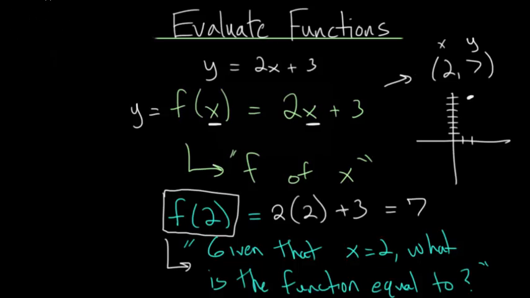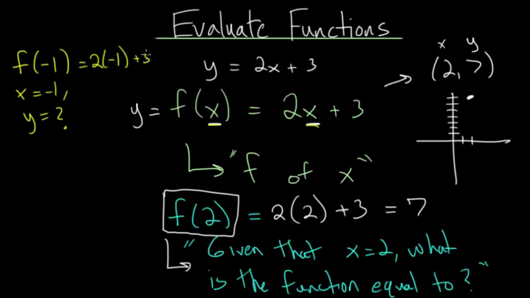Let's say we want to figure out what f(-1) is. Again, it's all about understanding this notation. This is asking, given that x is -1, what is the y value, or what is the function value? So now we're going to plug in -1 anywhere we see this x. So you get 2 times (-1) plus 3. Here it does make a bit of a difference if you put it in parentheses or not, because if you didn't put the parentheses there, you might write this looking something like this.